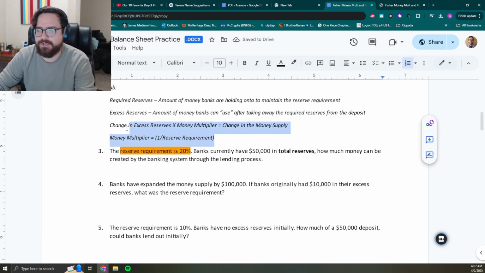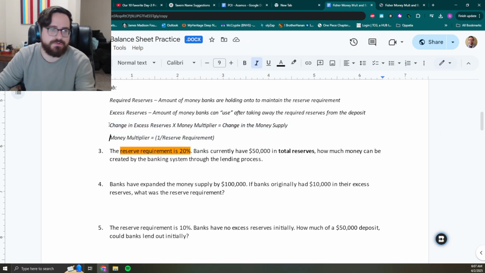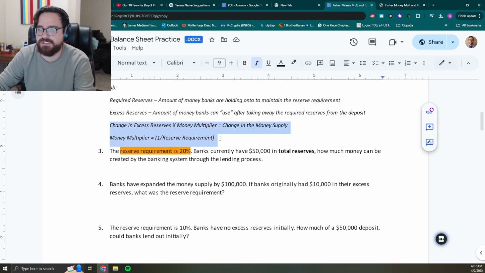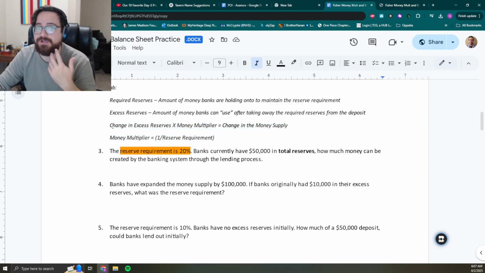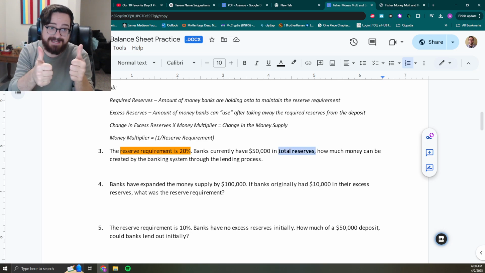These 2 formulas are what we're going to use for a good chunk of the rest of this, including the bank balance sheet. These are the formulas you really need to have down for Unit 4. These 2 and Fisher are all the math you need for Unit 4. It's just knowing what the question's asking for in this unit, especially when it comes to these 2, that is kind of tricky. So the reserve requirement is 20%, and banks have 50,000 in total reserves, meaning excess and required combined.